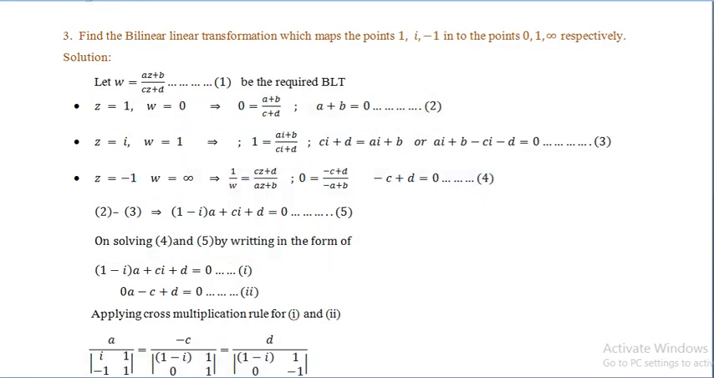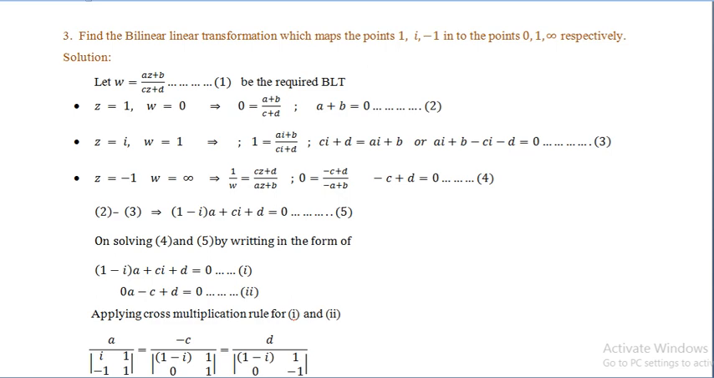Find the bilinear transformation which maps the points 1, i, minus 1 into the points 0, 1, infinity respectively. So here they will not ask the fixed points or invariant points. So we are calculating only the bilinear transformation. So solution, w is (az plus b) divided by (cz plus d). Substitute z equal to 1, w equal to 0. We'll get a plus b equal to 0. Then z equal to i, w equal to 1. Second equation is ai plus b minus ci minus d equal to 0.